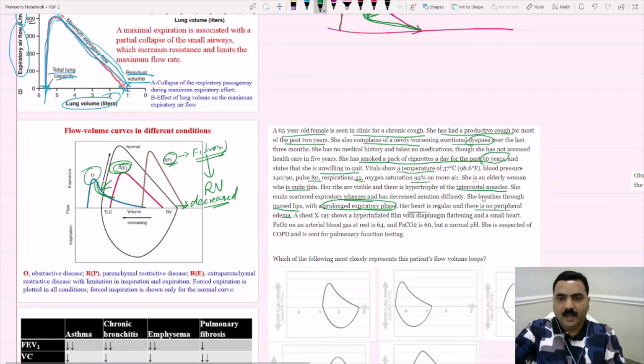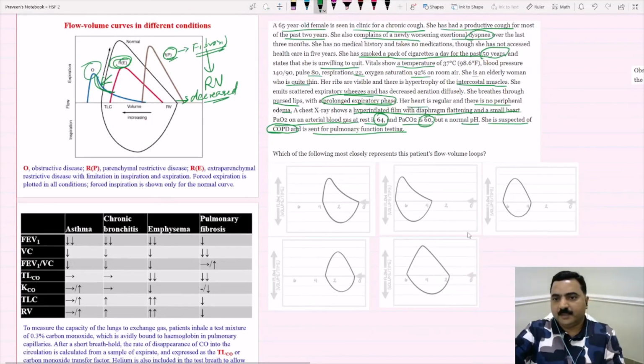A chest X-ray shows hyperinflation with diaphragm flattening and a small heart. Because the lung is hyperinflated, the heart will be restricted. PaO2 on the arterial blood gas is 64, PaCO2 is 60, but a normal pH. So you can see oxygen is dropped and carbon dioxide is higher. She is suspected of COPD, so the diagnosis is given to you, and she is sent for pulmonary function testing. Now, which of the following most closely represents the patient's flow volume loop? So this is the question.